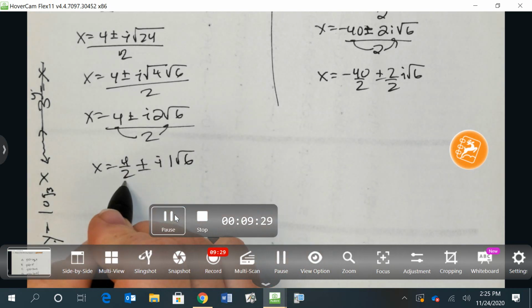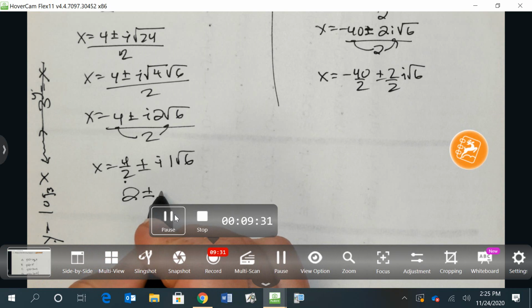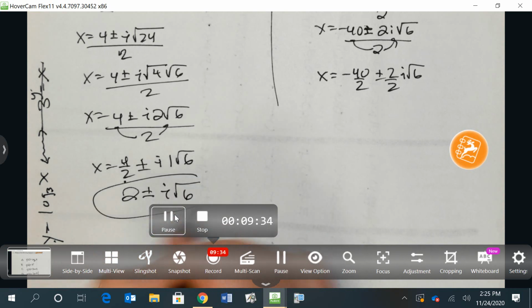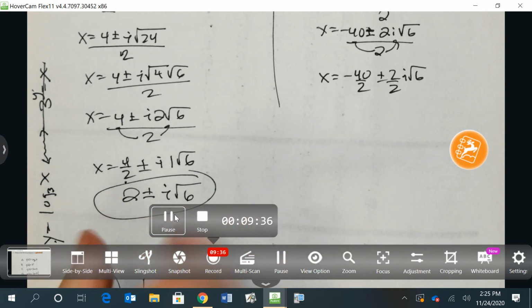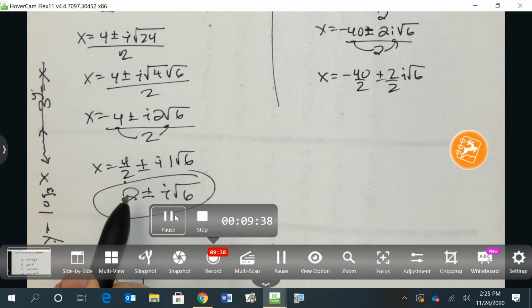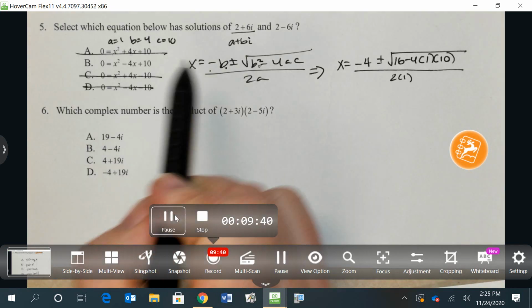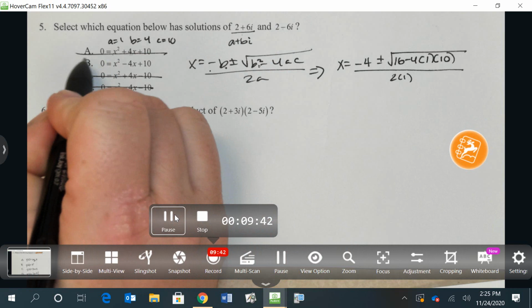Four divided by 2 is 2, so I have 2 plus or minus i radical 6. Now, this is when it's compressed together, but I can rewrite this as one time adding and one time subtracting. That's exactly what happened here. Correct answer.